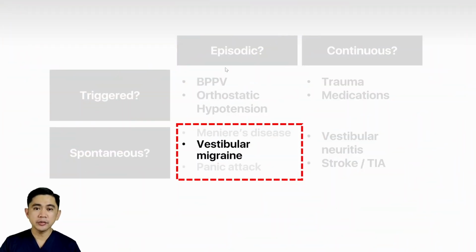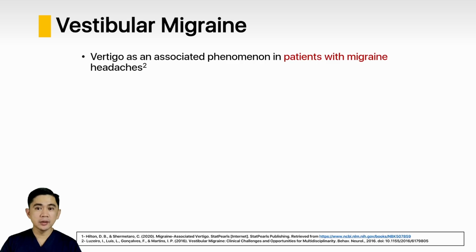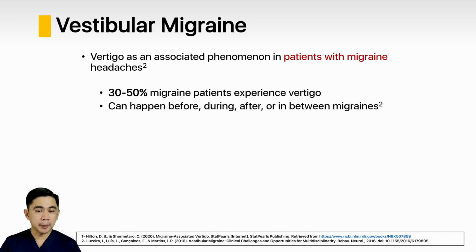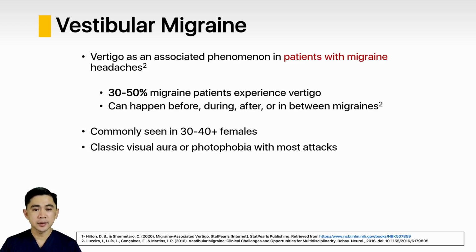Now, for the second entity for episodic and spontaneous is vestibular migraine. So vestibular migraine is a migraine with vertigo as an associated phenomenon. 30 to 50% of migraine patients experience vertigo, and when they do, we can call it already a vestibular migraine. The vertigo can happen before, during, after, or in between migraine headaches. Vestibular migraine is commonly seen in 30 to 40-year-old females, and the classic visual aura or photophobia is seen in most attacks of vestibular migraine.